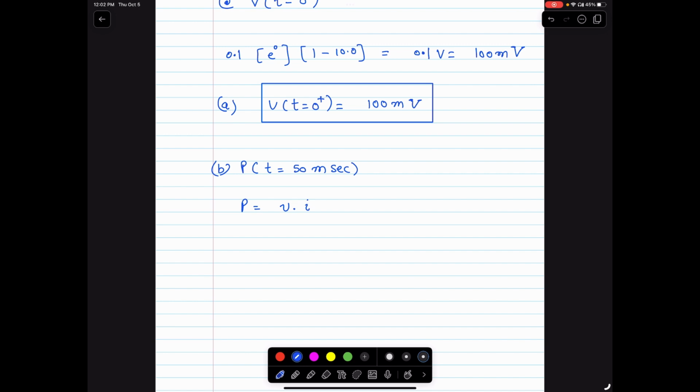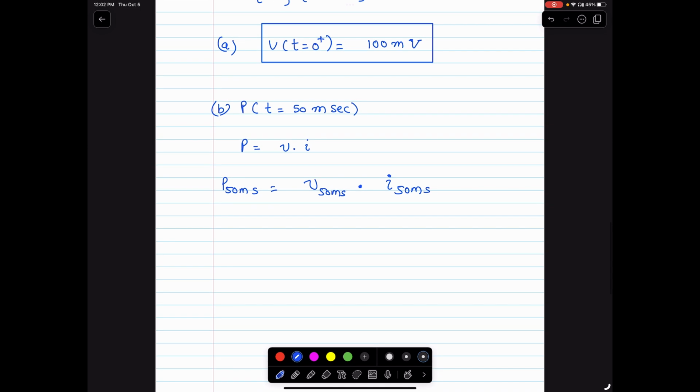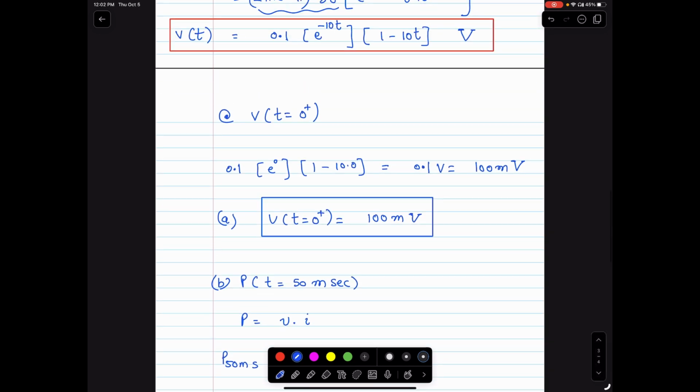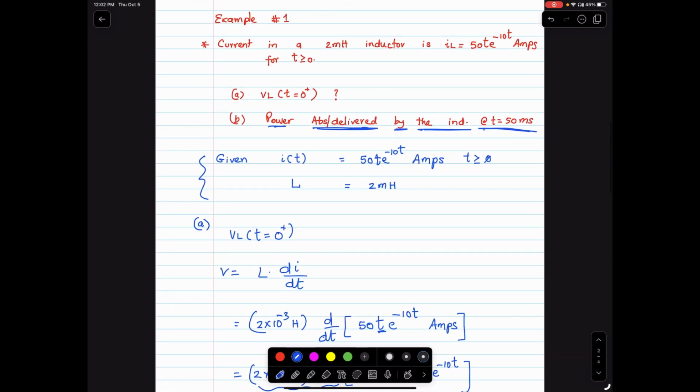So all I'm going to do is, at 50 milliseconds, I look at the voltage at 50 milliseconds, multiply that by the current at 50 milliseconds. Okay, so we can do that. The current, let's see the current at 50 milliseconds. i of t at t equals 50 milliseconds is what? It is this expression, where the t value is 50 milliseconds.